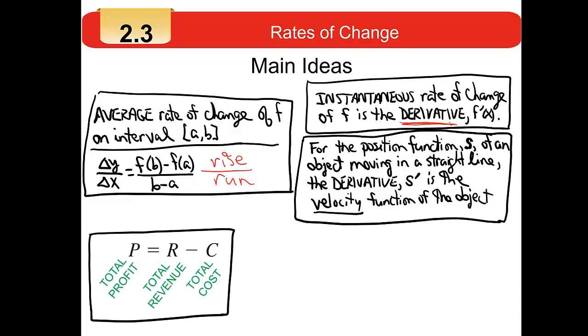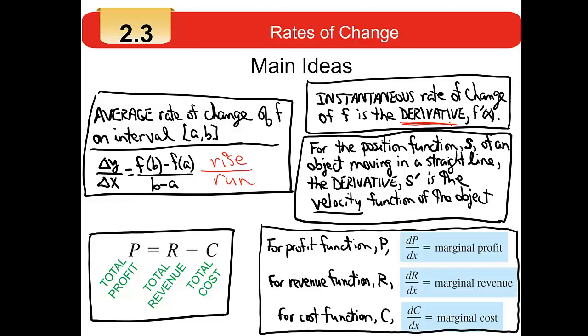Then we learned that the profit is revenue minus cost. And we learned about the three marginals associated with that. If you take the derivative of the profit function, you get the marginal profit. If you take the derivative of the revenue function, you get the marginal revenue. If you take the derivative of the cost function, you get the marginal cost. So derivative, profit, marginal profit. Derivative, revenue, marginal revenue. Derivative, cost, marginal cost. Let's end with one more example.